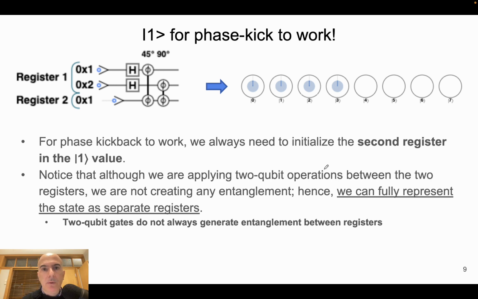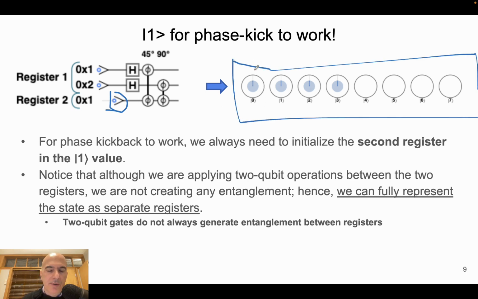An important aspect for the phase kickback quantum circuit to work, so to apply this phase rotation on the control qubit, is that we initialize register 2 in state 1. If we try to initialize register 2 with the 0 state, this is not going to work. This is the 3-qubit notation. You see there is no rotation at all in the quantum state of our 3-qubit system. So for phase kickback to work, we always need to initialize the second register in the 1 value.